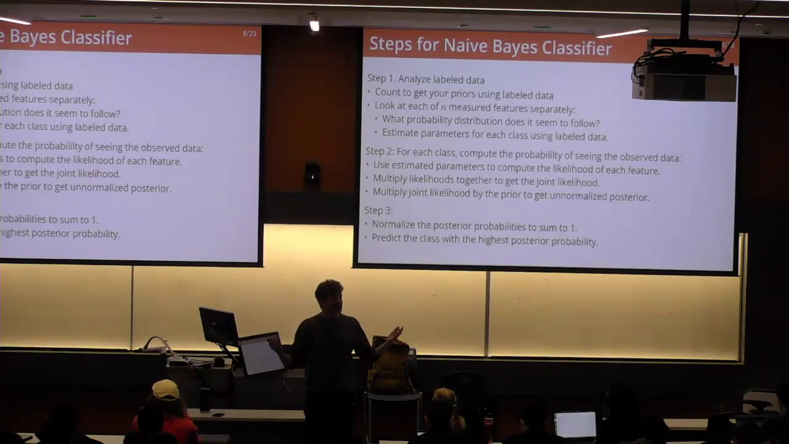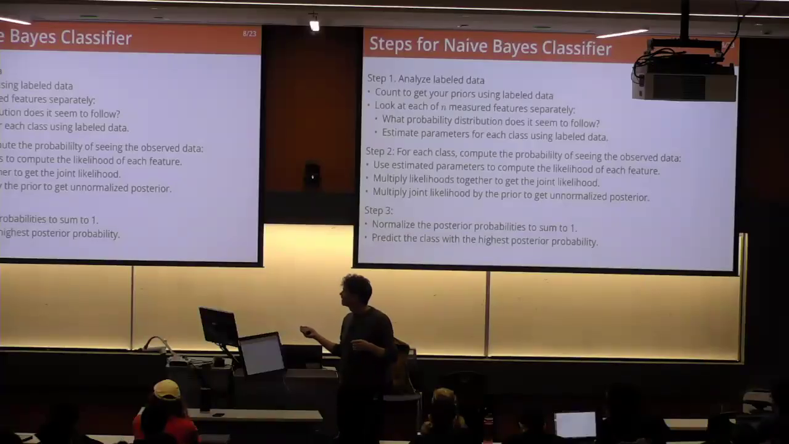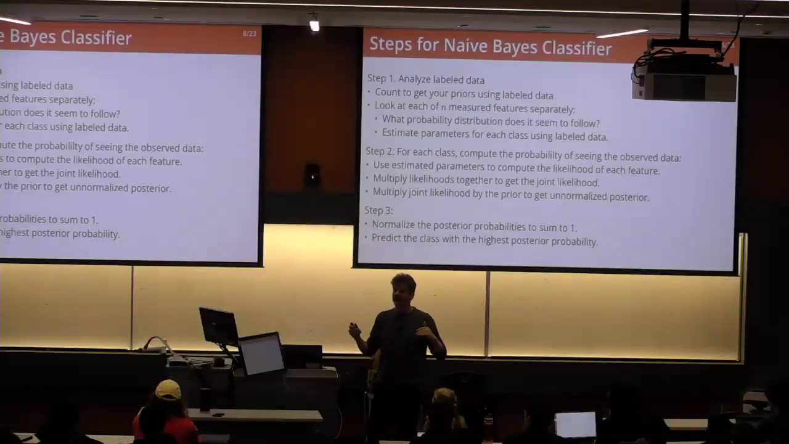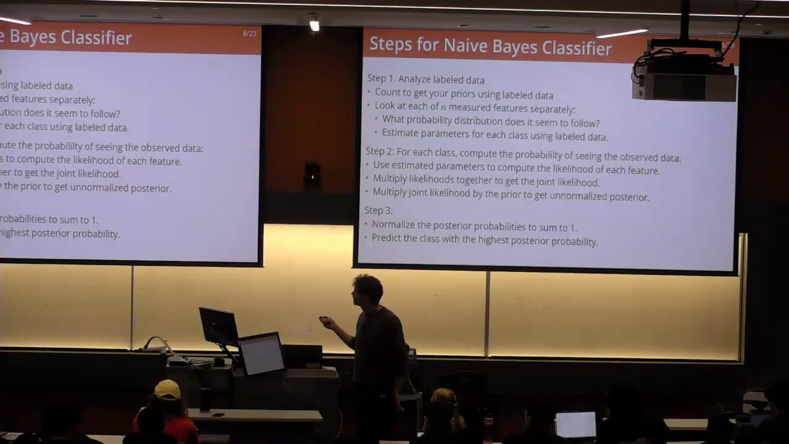So here's the steps to making a naive Bayes classifier. The first thing you do is you count your priors. So that you count the numbers of each class so that you can get the priors for them. And then you look at the things that were measured and you come up with parameters for those.